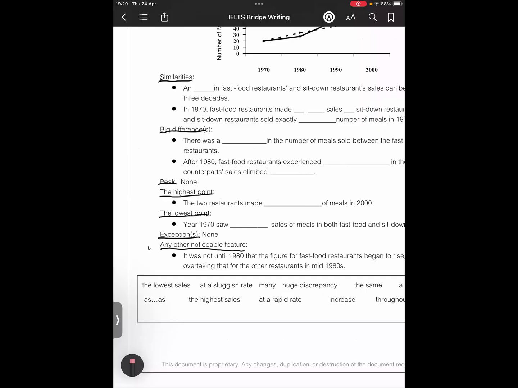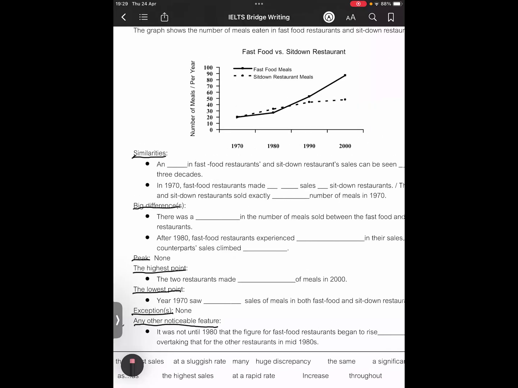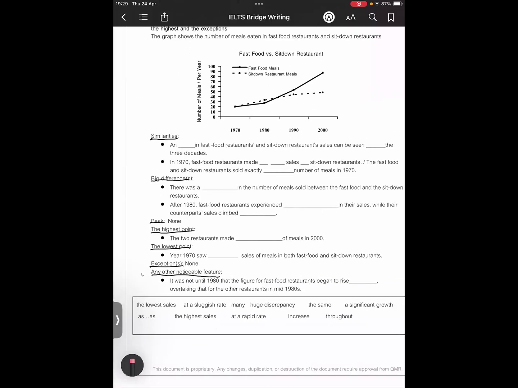So I hope you guys get a sense of how to identify overview and other main features. But for now, we need to fill in these gaps with some of the words in this rectangle down below. So feel free to take 5 minutes to fill the gaps with these words in the rectangle. Be reminded that each word can only be used one time.